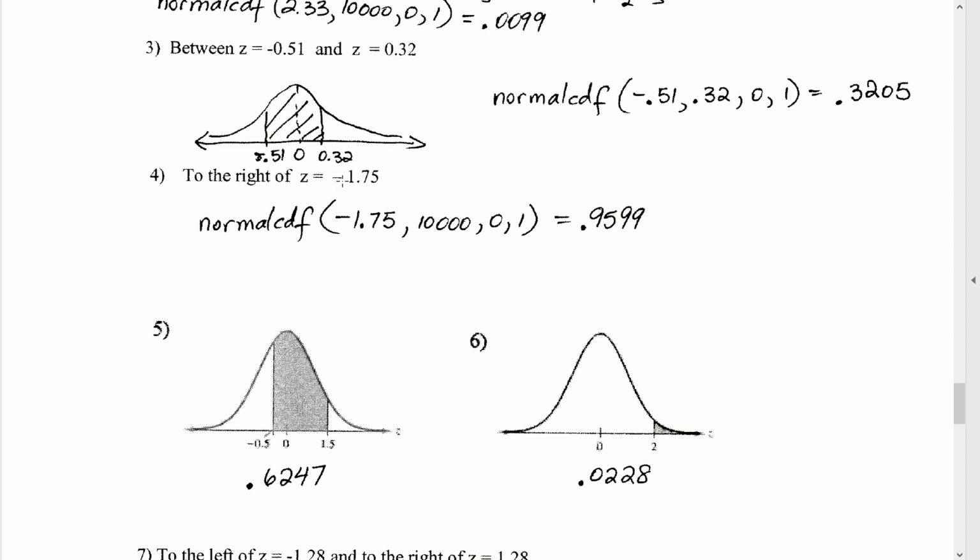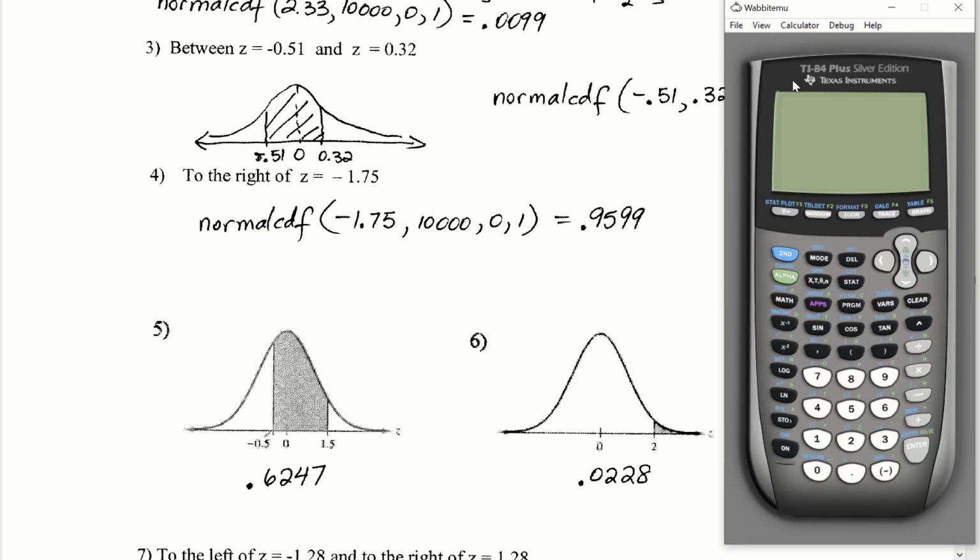To find that area, we now need to go to our calculator. Once again, it's going to be the normal CDF command. We go second, distribution. Go down to option 2, normal CDF. For this region, our lower bound is negative 0.51. Our upper bound is 0.32. It's a z-score, that's the standard normal, so it still is 0 for the mean, 1 for the standard deviation.